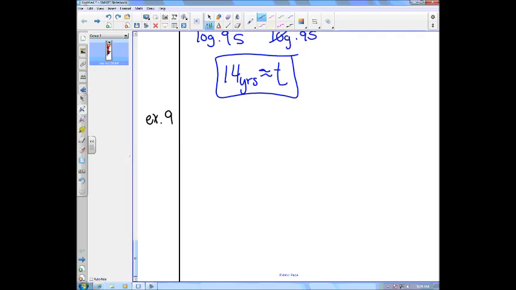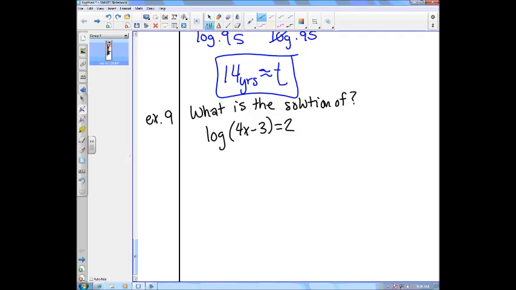Okay, what is the solution of log(4x - 3) = 2? What is the solution of log(4x - 3) = 2? Does this look different than the other problems? Yeah. Is the x trapped in the exponent? No. What is it trapped in this time?